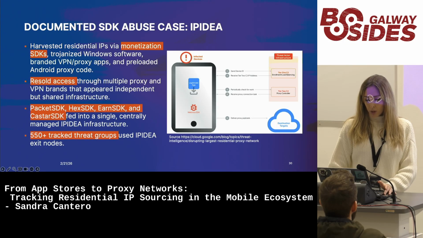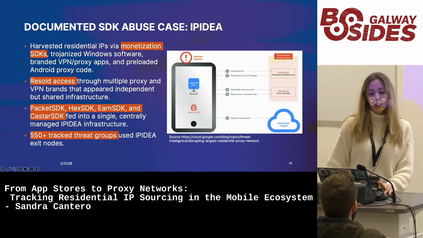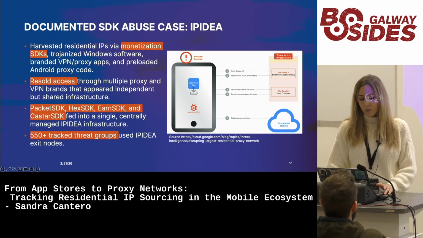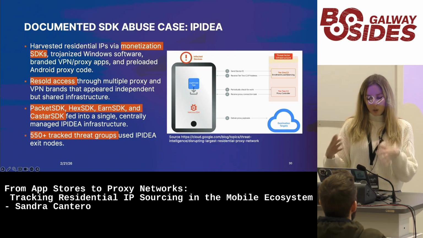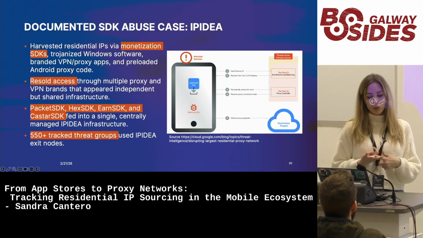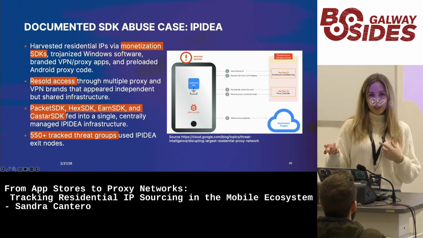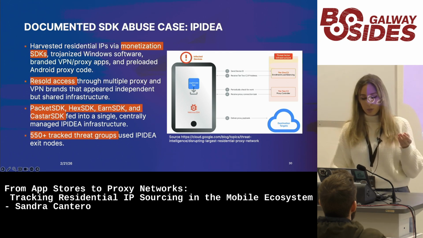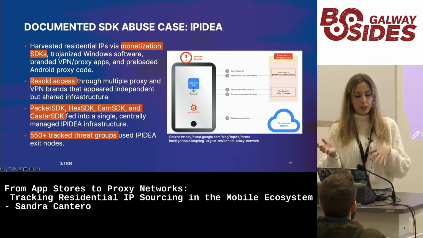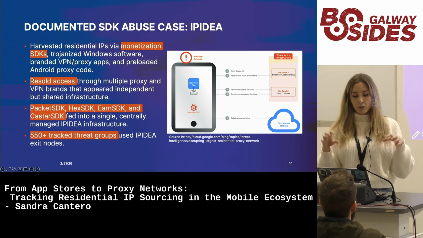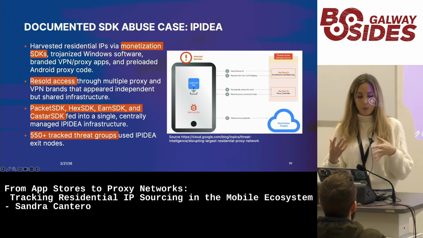So let's move now to a case, the IPDA case. This was disclosed by Google recently. In this case, the company harvested residential IPs via monetization SDK, Trojanized Windows software, branded IP proxy apps, and preloaded Android proxy code. Then they resold access to those IPs through multiple proxy and VPN brands that appear independent, but were all part of the shared infrastructure of IPDA.